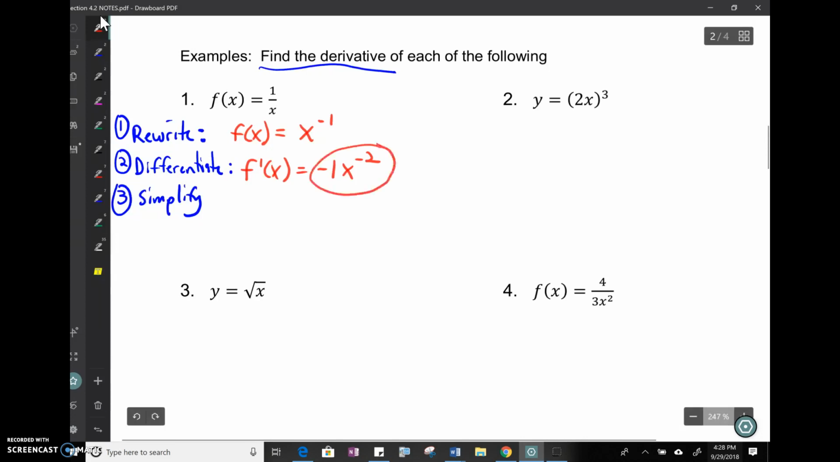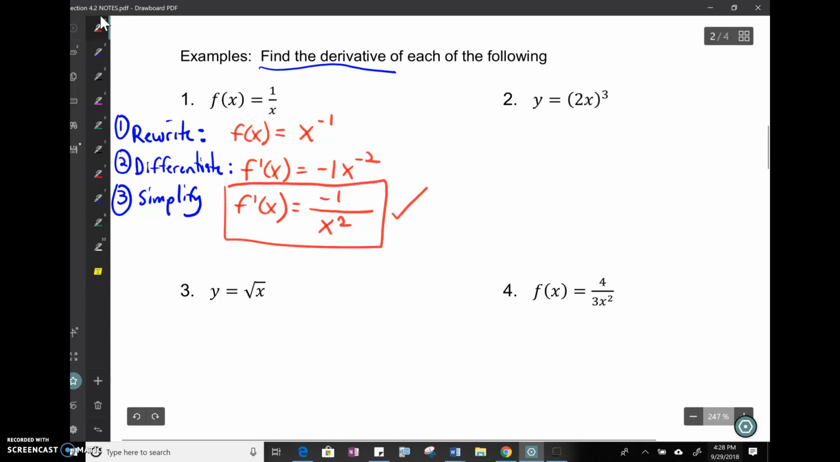But we don't want to leave an answer like this with negative exponents. So we're going to do the final stage, the simplify stage, and say that the derivative equals negative 1 over this x to the negative 2 just goes to the bottom and becomes positive. So that is our derivative.